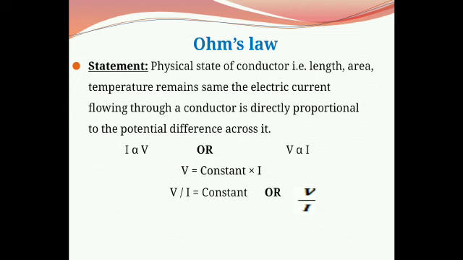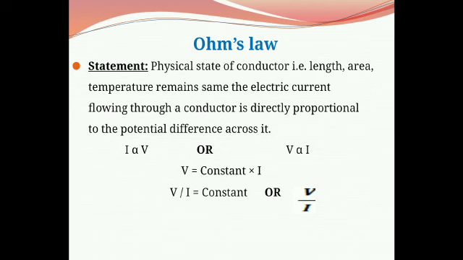And if the physical state of that conductor remains the same, that means if its length, area and temperature remain the same, then the electric current flowing through a conductor is directly proportional to the potential difference across it. Potential difference means voltage. And from the statement of Ohm's law, we write I is directly proportional to V. That means electric current is directly proportional to potential difference, or you may write V is directly proportional to I.